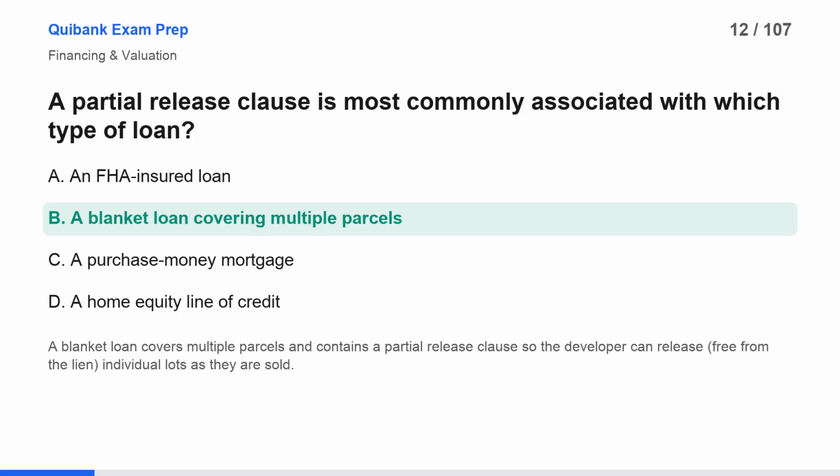The answer is B. A blanket loan covering multiple parcels. A blanket loan covers multiple parcels and contains a partial release clause, so the developer can release free from the lien individual lots as they are sold.